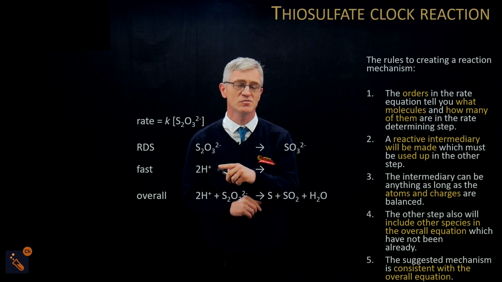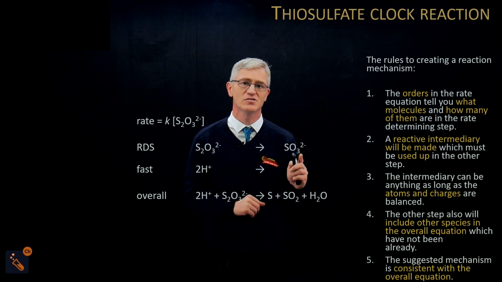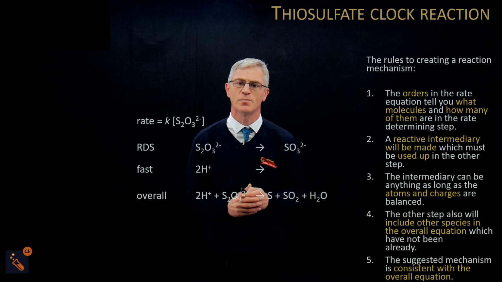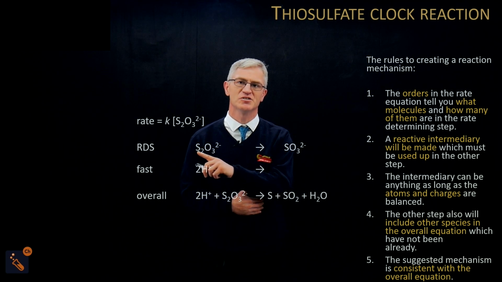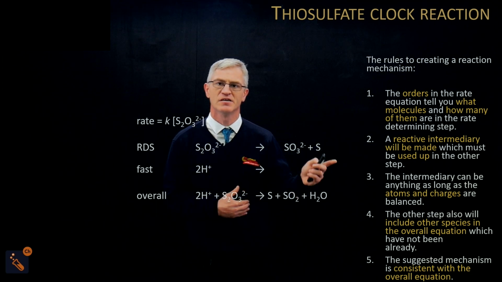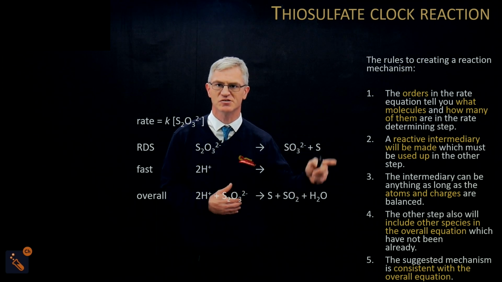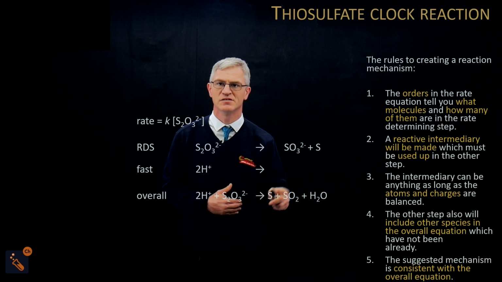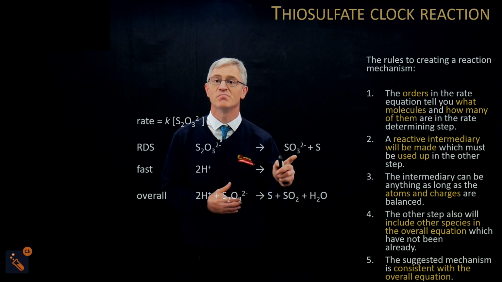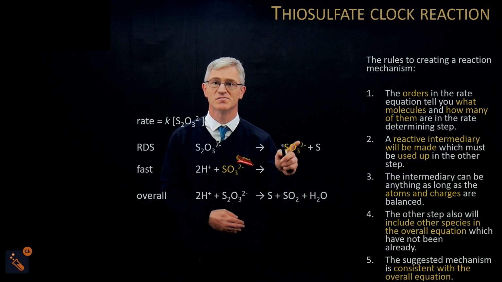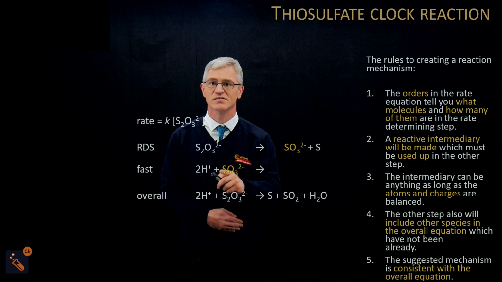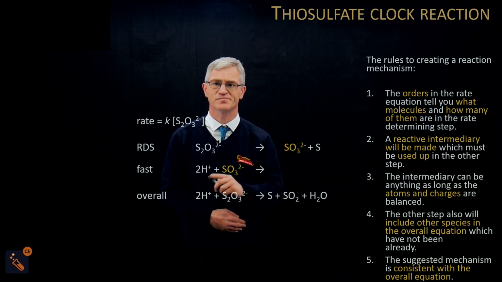You can't do SO4 2 minus, which is sulfate, because there's not enough oxygens, but you can do SO3 2 minus. Now, if that is the case, that leaves behind a sulfur because you've taken away SO3 2 minus and you leave behind a sulfur. So that then starts to work out because your sulfur is down here. Your SO3 though must be, because it doesn't appear in the overall equation, an intermediate. And so we've done our intermediate there.